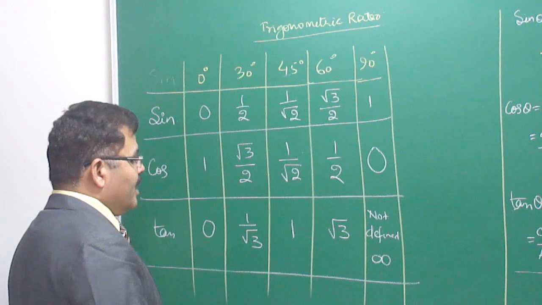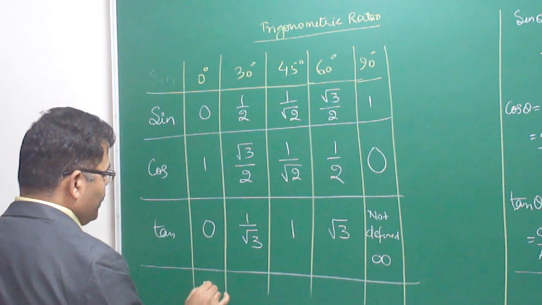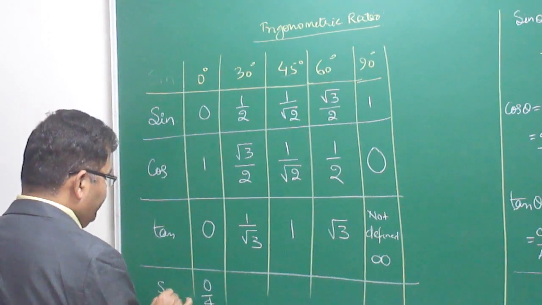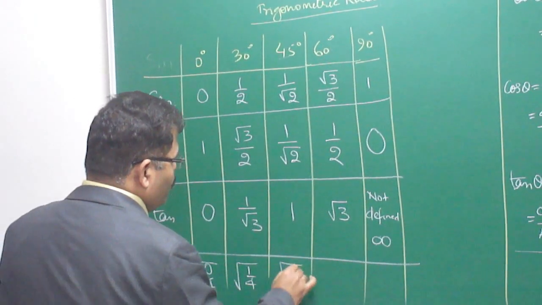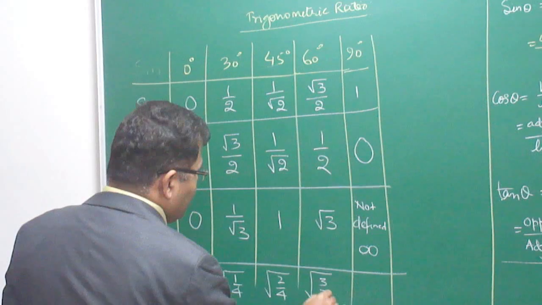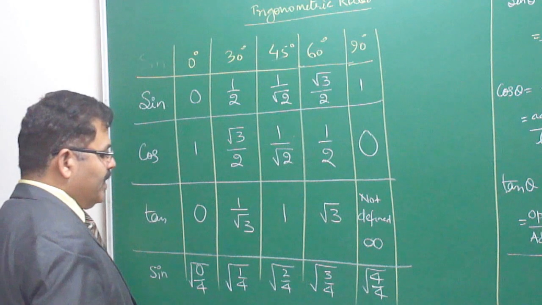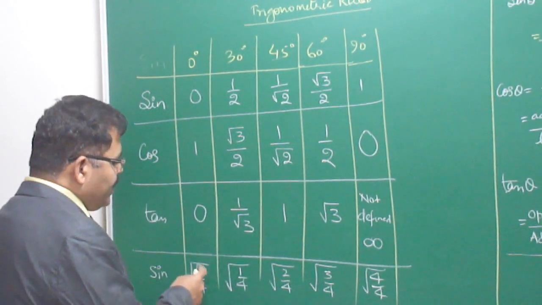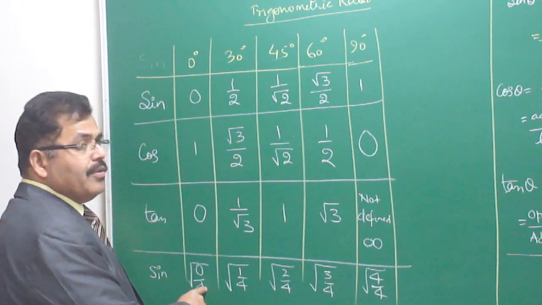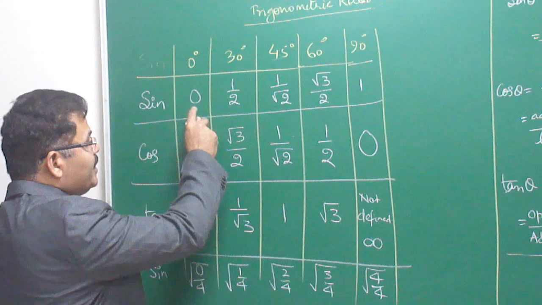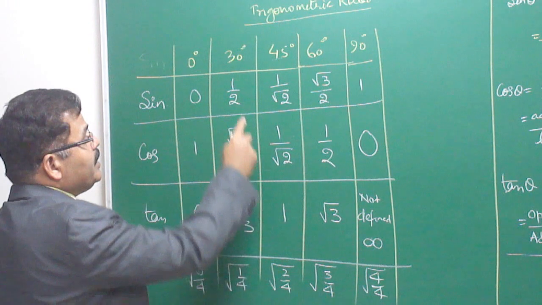Some people even write this as sine values 0 by 4, 1 by 4, 2 by 4, 3 by 4 and 4 by 4, and then they analyze this. You can use this to memorize, but not to evaluate every time. 0 by 4 is 0 and square root of 0 is 0. 1 by 4, square root of 1 is 1. Square root of 4 is 2.